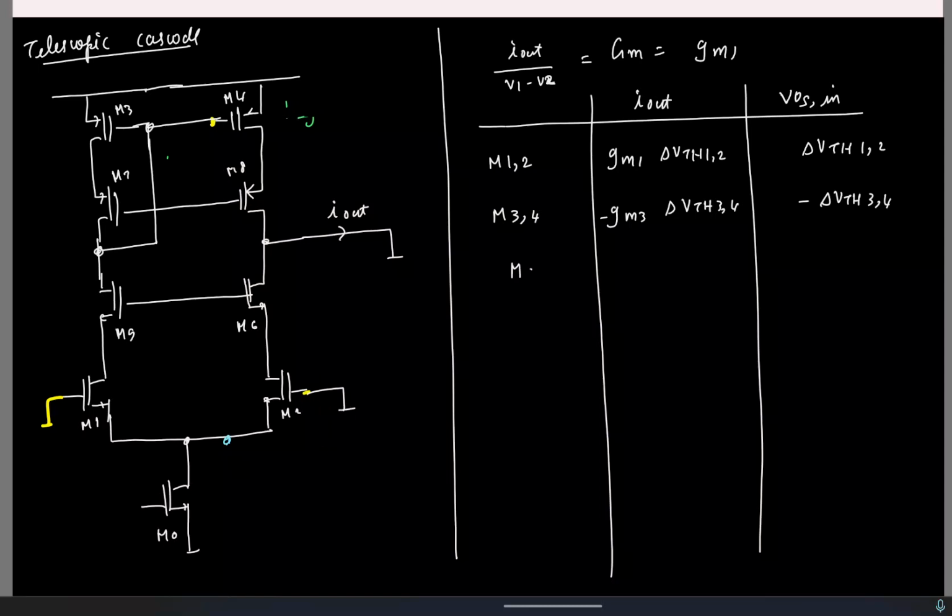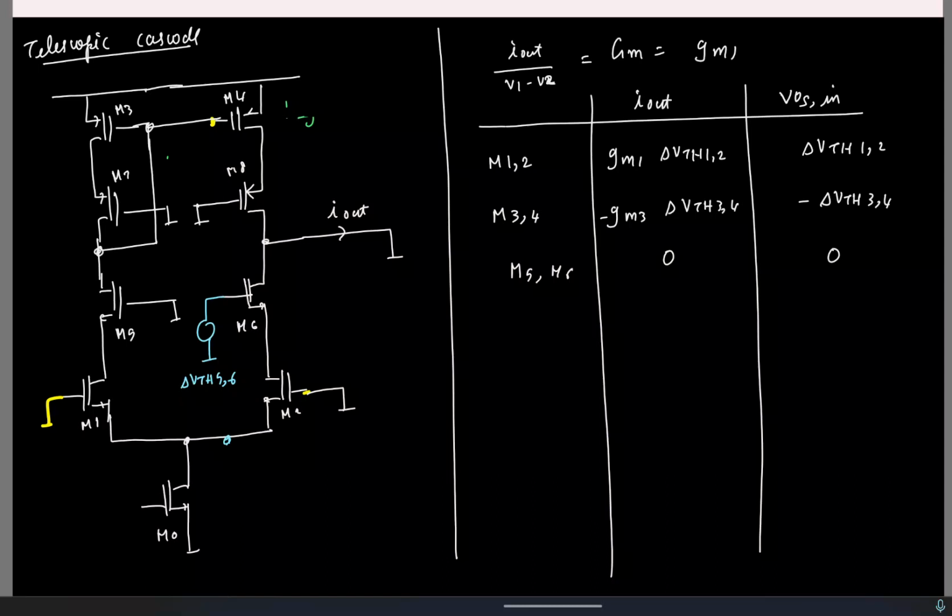So let me consider the mismatch due to M5, M6. Again, remember that these are all incrementally short. Now if there is any threshold voltage mismatch between M5 and M6, I can model that mismatch by an effective voltage at the gate. So I can add the voltage source to the gate of M5 or M6. So let's say I do it with M6. This is delta VTH56. So what do you think the current will be? 0. It's very identical to the noise case, right? So even due to M5, M6, it's going to be 0.